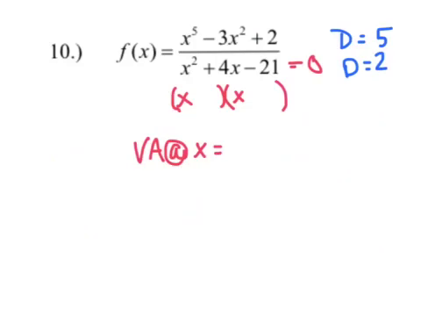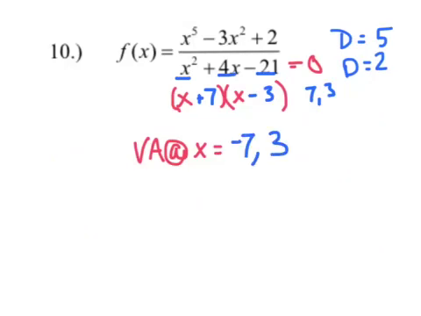On number 10, set the denominator equal to 0. It's x squared plus 4x minus 21. So I decided I needed to factor in order to solve this one. So I thought to myself, what multiplies to get me 21? So it's 7 and 3. To get 4, it's got to be plus 7 and minus 3. So my x is equal to negative 7 and positive 3.